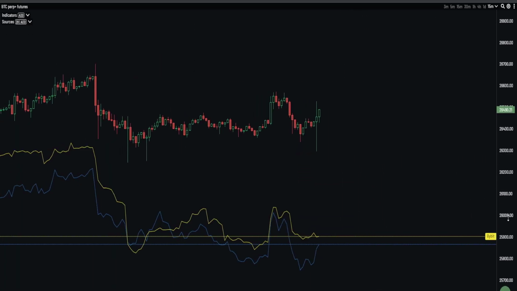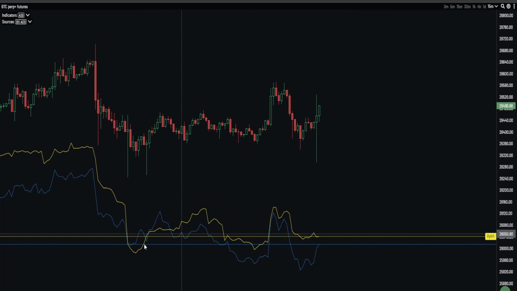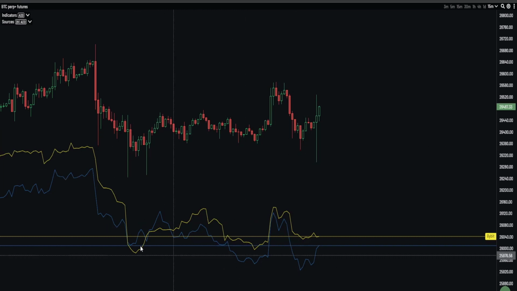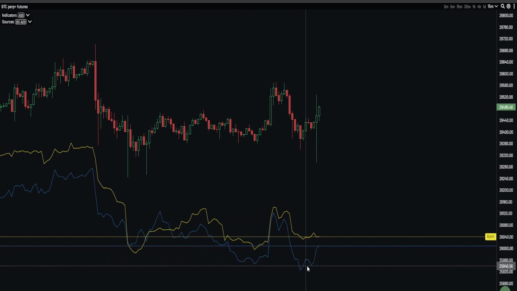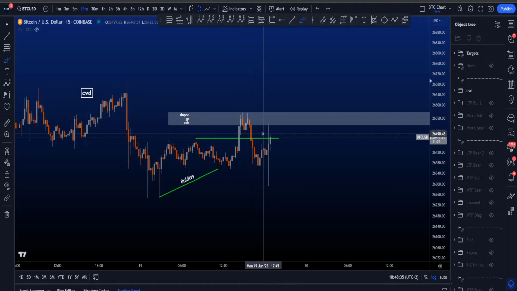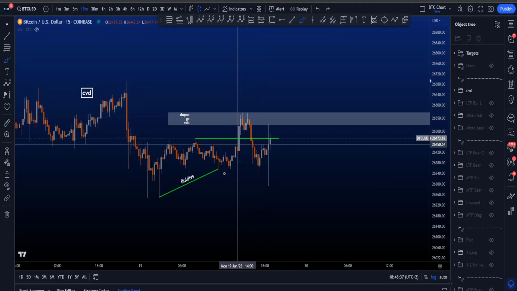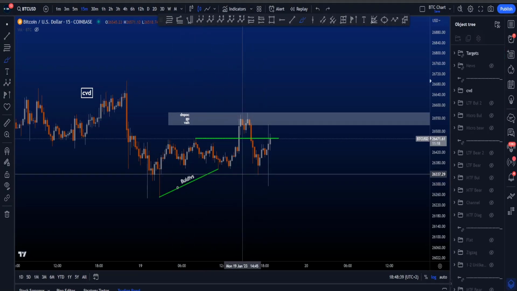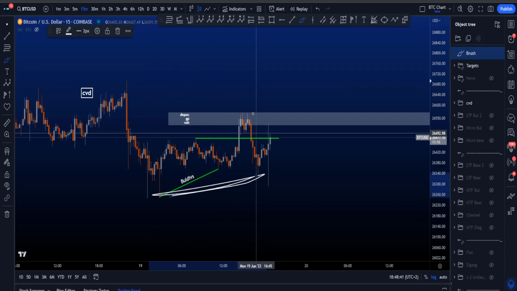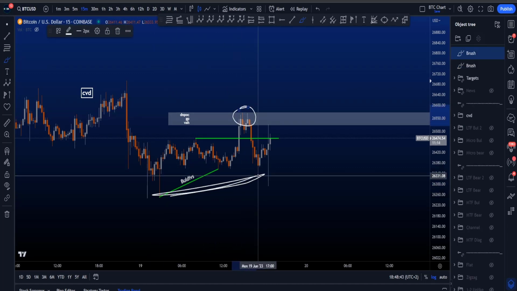So if we go to the 15, then what you see over here is higher lows on price, but on the blue line, a lower low on the CVD, and then price came down once more, creating again a higher low on price, but still on the blue line, a lower low on the CVD. So the blue line is showing double bullish divergences. These ones are already playing out, and with these bullish divergences, the target is actually taking these highs over here.